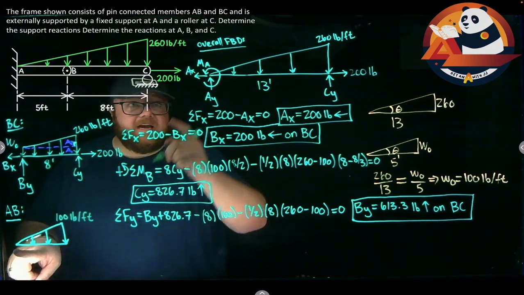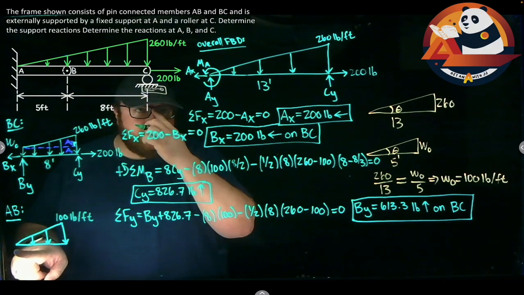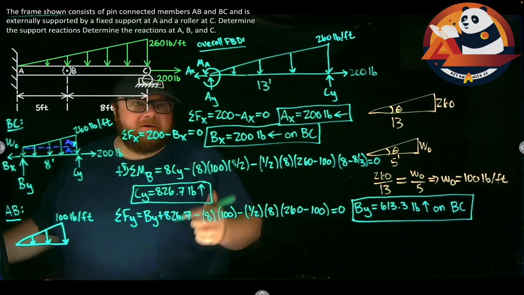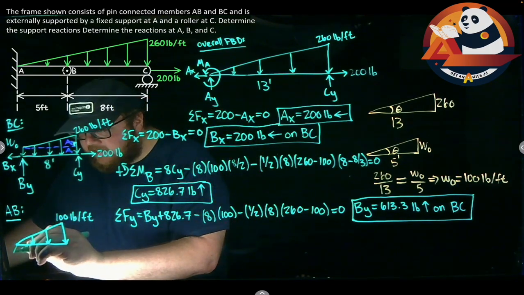At A, I already guessed directions. We aren't going to change our support directions around. We're basically already finding it on the member. We don't move to a new member with that. So I'd have AY going straight up.